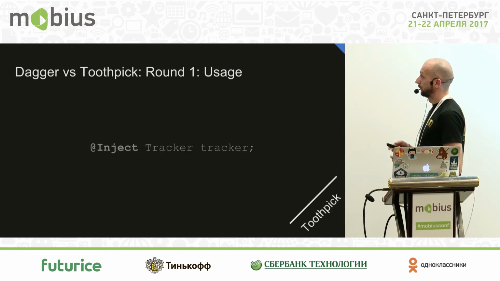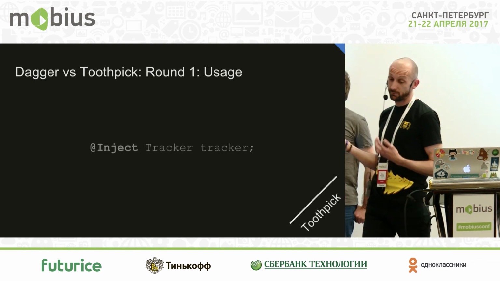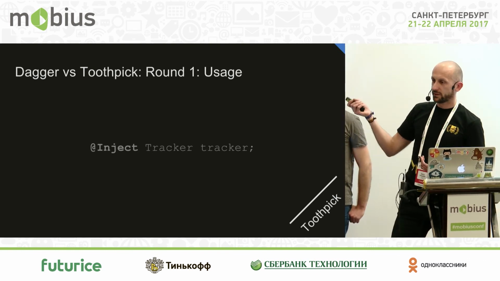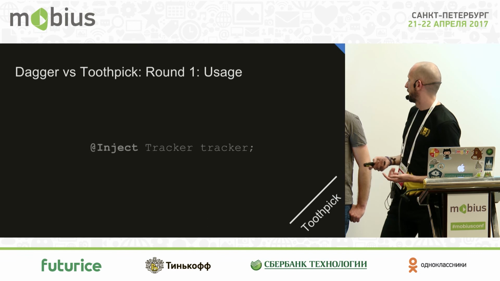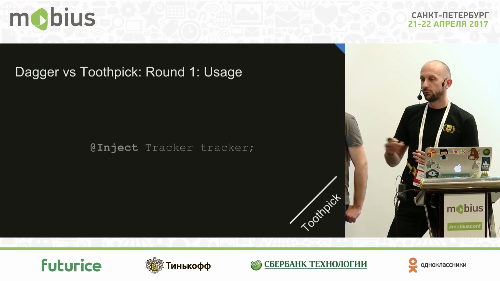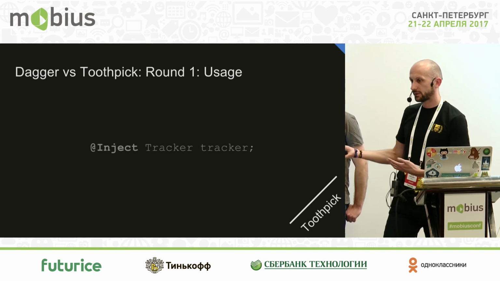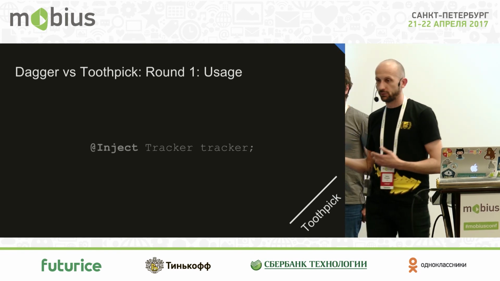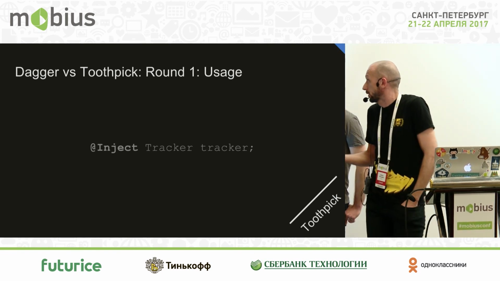How would this work with Toothpick? You use @Inject on the same field. Why is it the same thing? It's the same in Dagger 2 and in Toothpick, because they're all following this JSR. The JSR is defining this. So @Inject does not come from Dagger, it comes from a JSR namespace. It's a Java namespace.